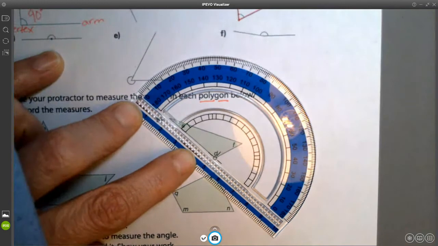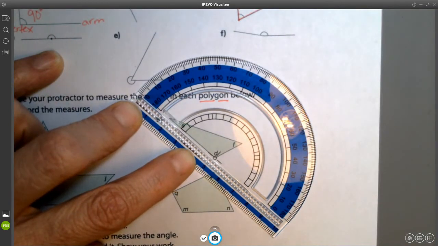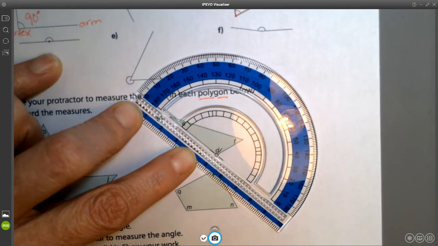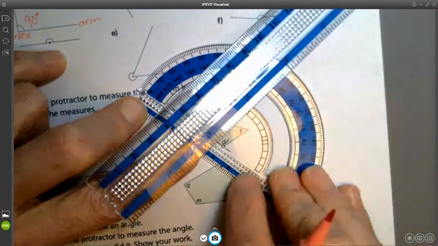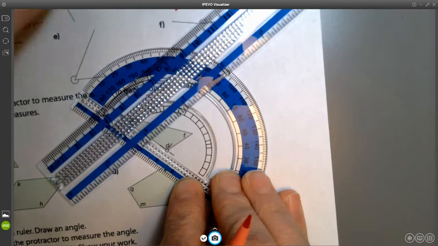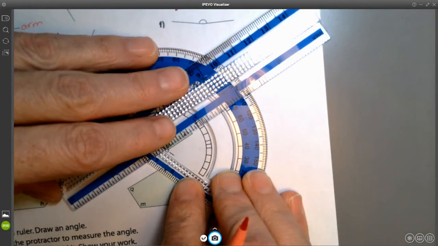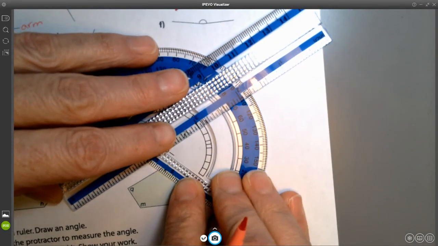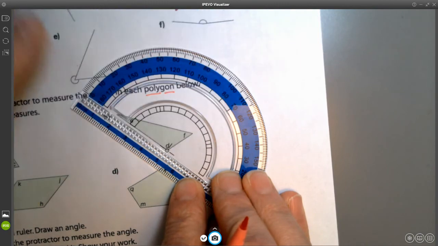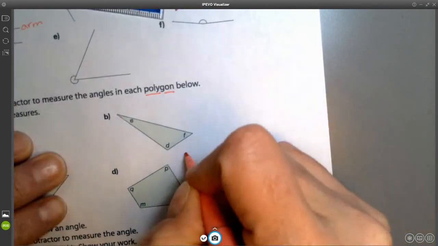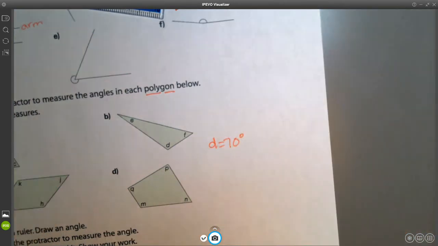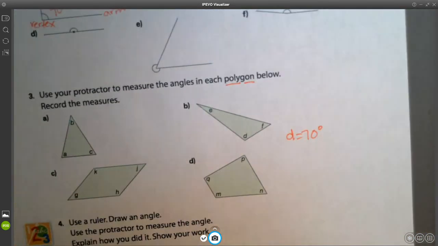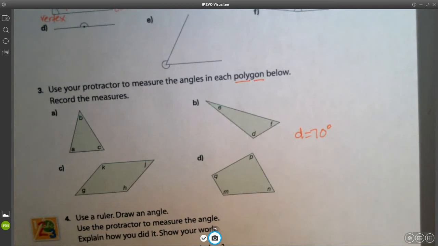And now I'm going to see where my other side extends. And once again, I've printed it and it's small. I'll use this ruler to help me. If I don't want to draw the extension of that line, I can just use the ruler to extend the line. And we see it goes straight through the number 70. So the angle D is equal to 70 degrees. And you repeat that process for all of the other angles inside those shapes.